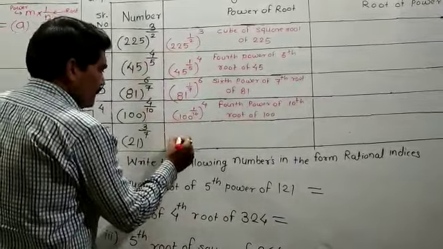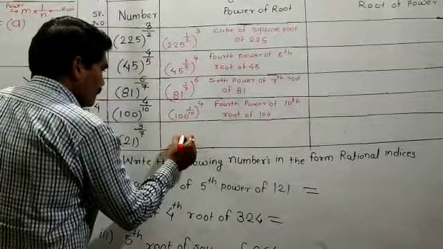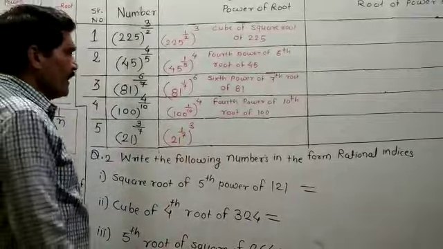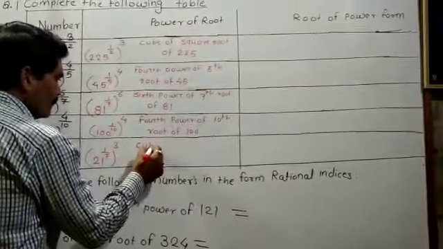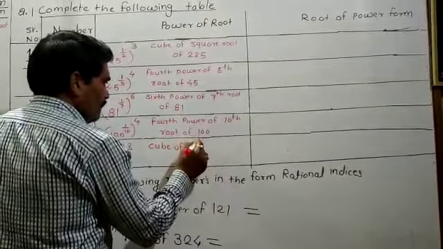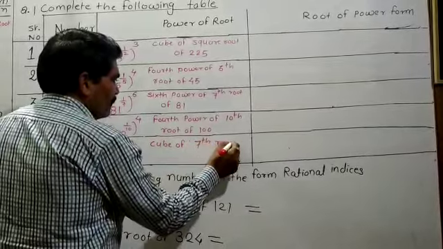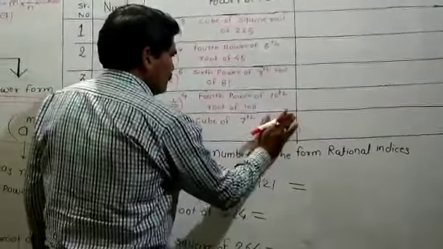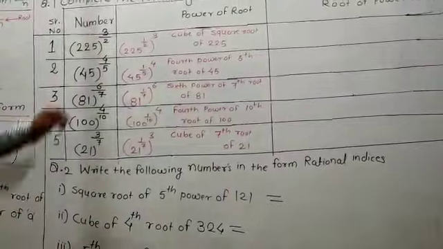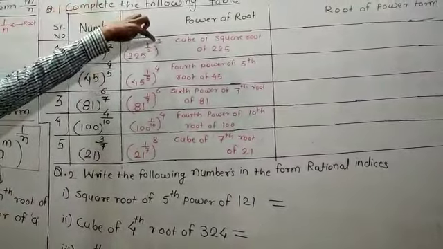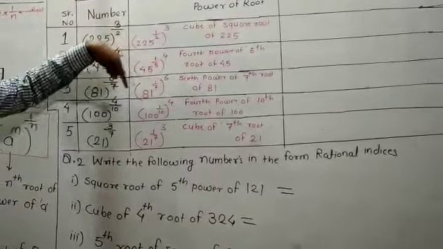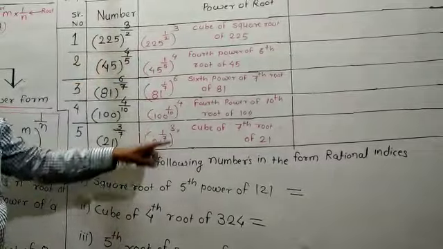So root inside, 21. This is the root and this one is power. So you will write this as cube of seventh root of 21. Everybody understand? Here this one is power, you have to write power outside in the power of root. 6 you have to write here, 4 you have to write here. Power you have to write here. This one is power of root.